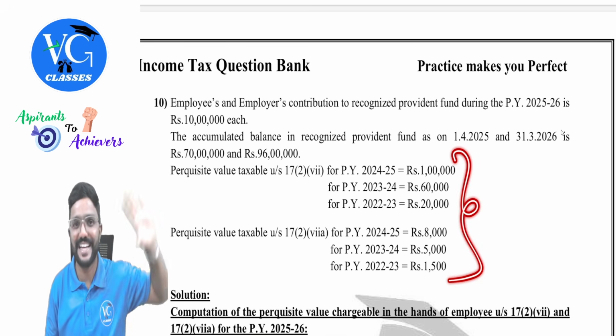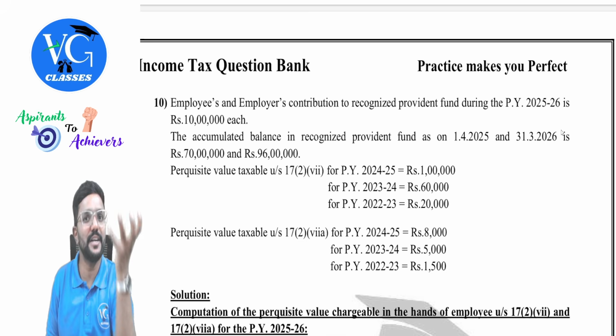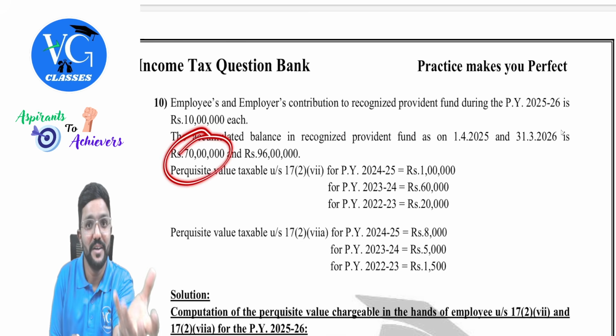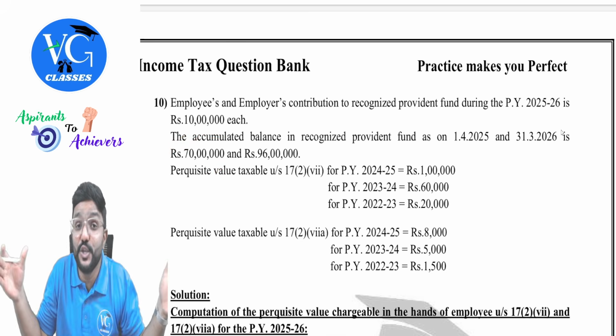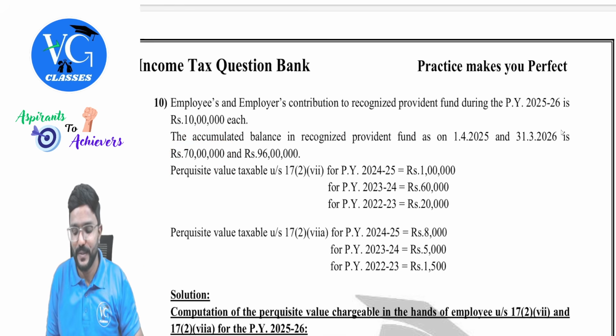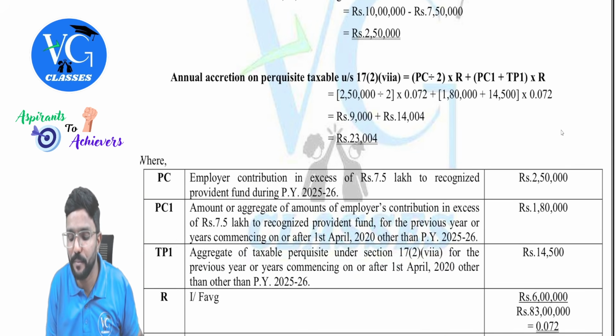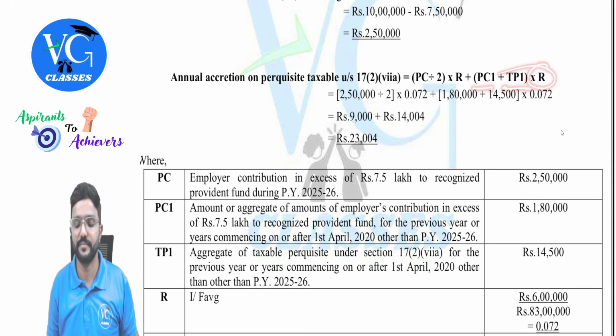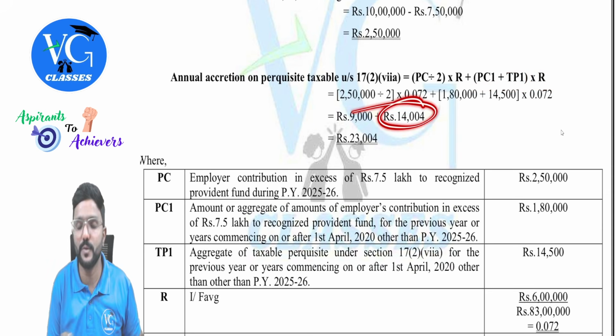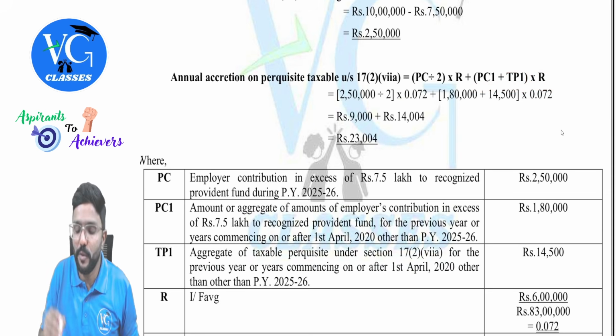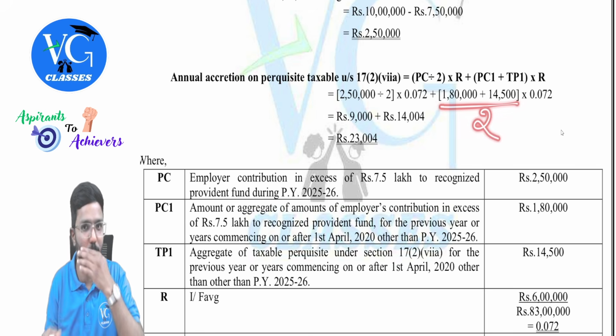Very complicated, but still they are trying to tax even that. These amounts were already taxed in the past. Now it is a part of the fund on the opening day on which we would have earned interest throughout the year. Yes. So that is why they are asking you to take both PC1, TP1 into R, which will come to 14,004. And now you might ask me, sir, why divided by 2 is not there?